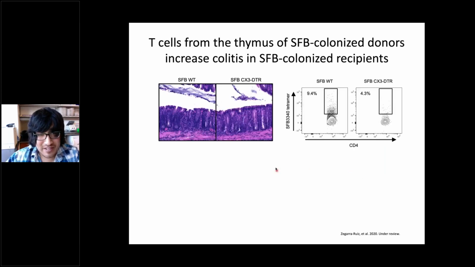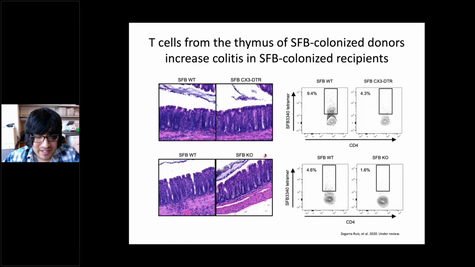To assess if CX3 dendritic cells were actually important for these effects, we repeated the same process, but in mice lacking CX3 cells, and we see clearly that when we deplete the CX3 positive cells from the donors, we see much less infiltration and much less pathology, and of course, from this infiltration, we see much lower levels of SFB-specific T cells in the lamina propria. Similarly, when we repeat this in mice in which CX3 positive cells lack MHC class II, so basically mice that were not able to present the antigen to developing T cells, we see much less pathology and also much less SFB-specific T cells in the lamina propria.